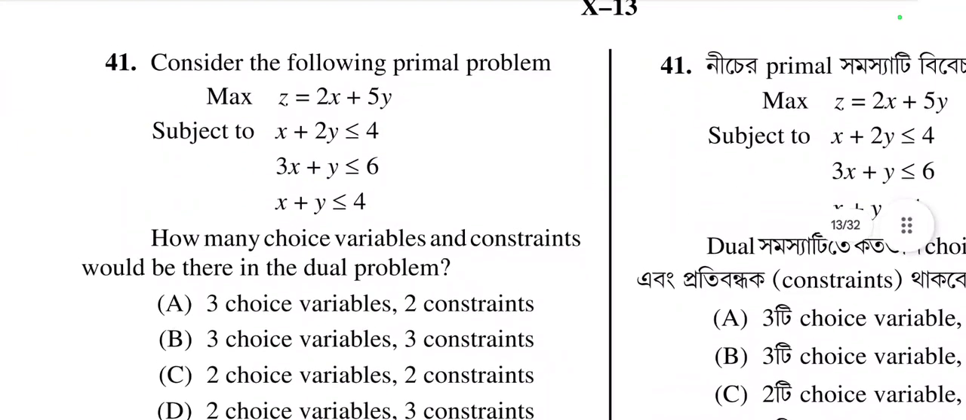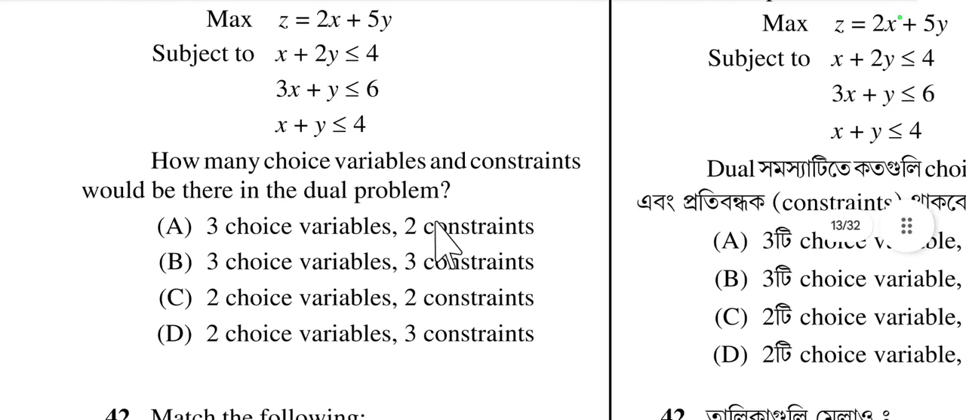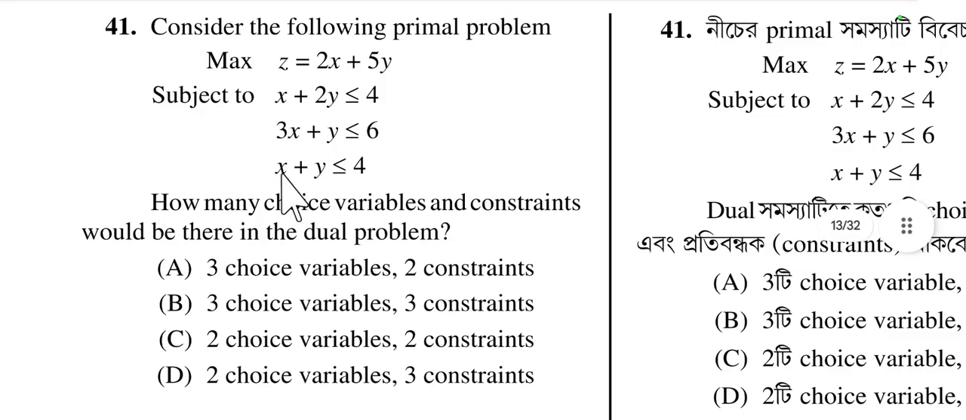Then come to question number 41. Consider the following primal problem. Maximize z equal to 2x plus 5y subject to x plus 2y less than or equal to 4, 3x plus y less than or equal to 6, and x plus y less than or equal to 4. How many choice variables and constraints would be there in the dual problem? So just solve this. In a dual problem of a linear programming model, the number of choice variables in the dual is equal to the number of constraints in the primal, and the number of constraints in the dual is equal to the number of choice variables in the primal. So this is the equation.